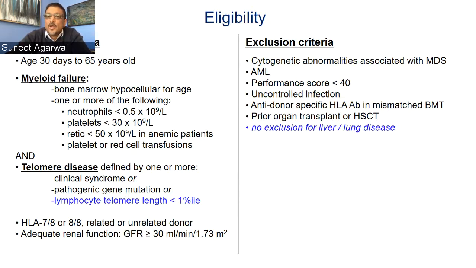Importantly, there were no exclusions for liver or lung disease, because the idea was to try to increase eligibility when using a minimal intensity regimen for those patients who are indeed stuck between having organ dysfunction and marrow failure concurrently.